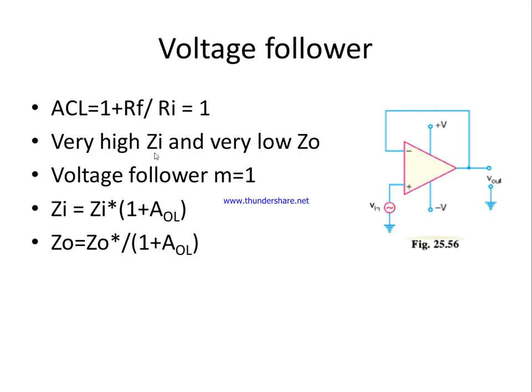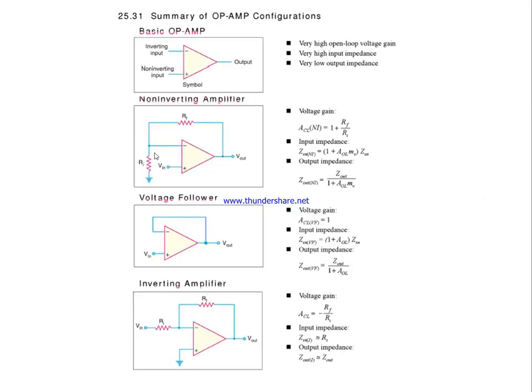Okay, so here the use of this voltage follower is, it is an ideal buffer amplifier to be connected between high impedance sources and low impedance loads. So it acts as a bridge between a high impedance source and a low impedance load. Clear? So this is the use of a voltage follower.